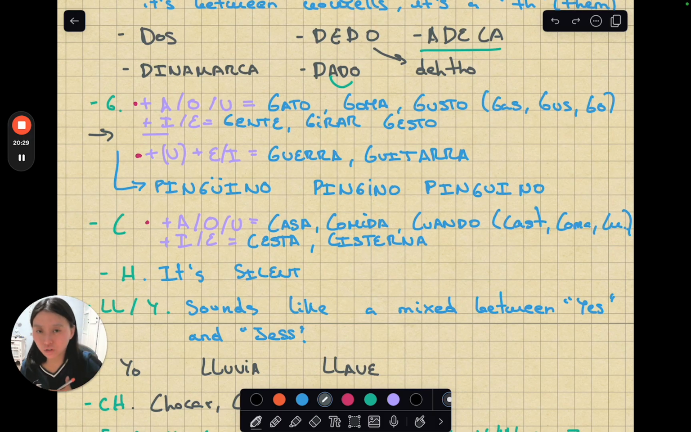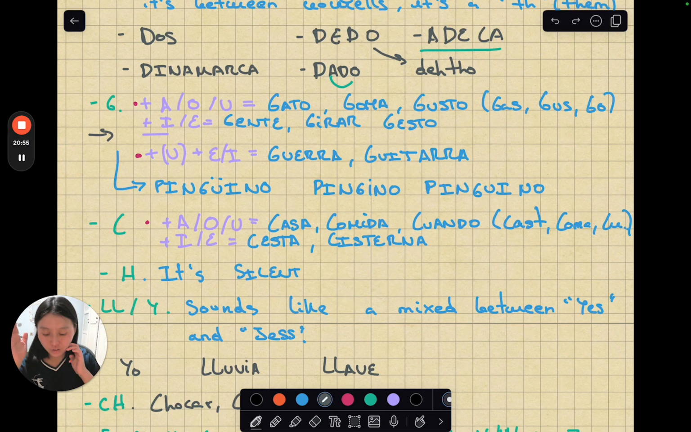Gesture, gesto. Justice, justicia. John, Juan. Geography, geografía. Giant, gigante. Okay? Again, everything that in English would be a j sound, in Spanish is a h sound. Okay? So, there we go.